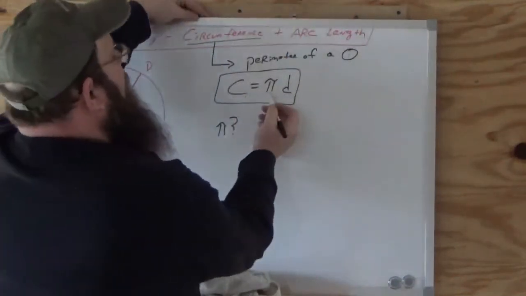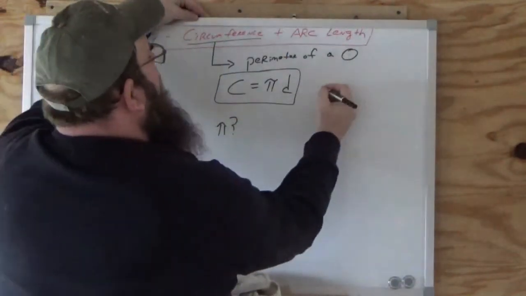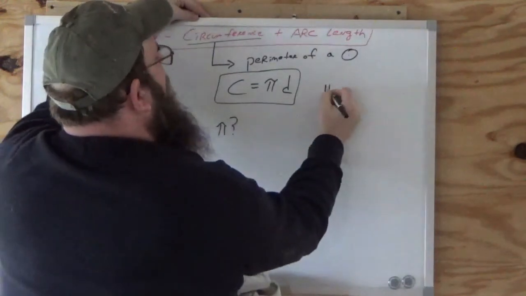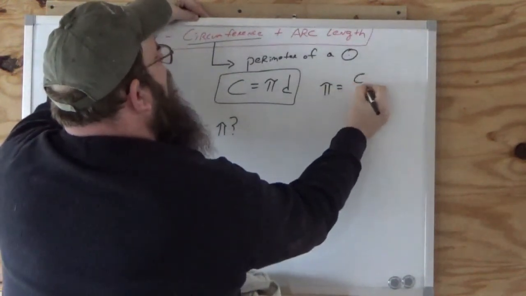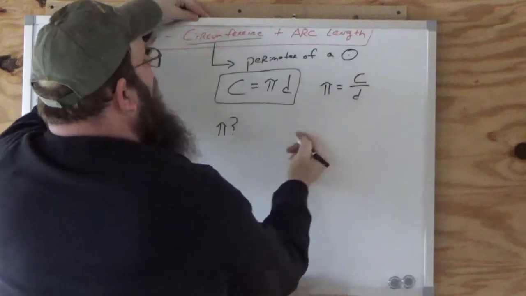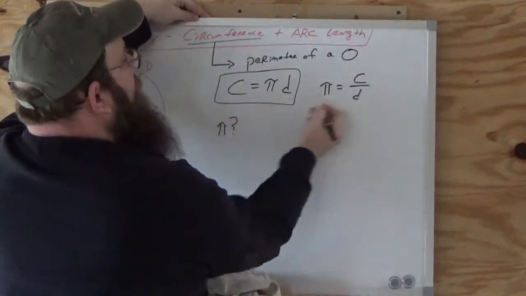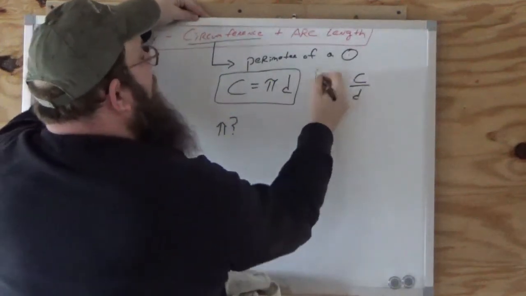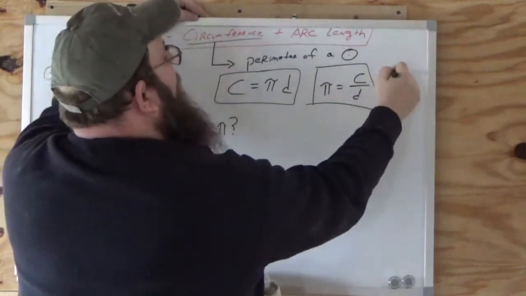How did they figure it out? Well, look at this formula. C equals pi times d. A little bit of simple algebra: pi is the circumference divided by the diameter. If you divide both sides by d, boom, you get that. That's the definition of pi. This is the definition of pi.